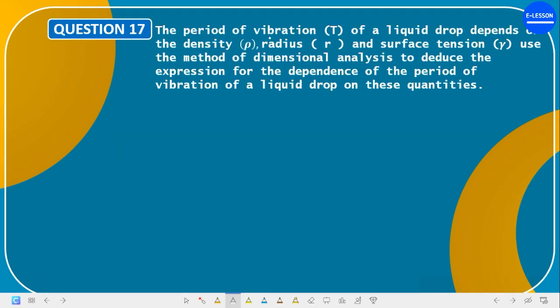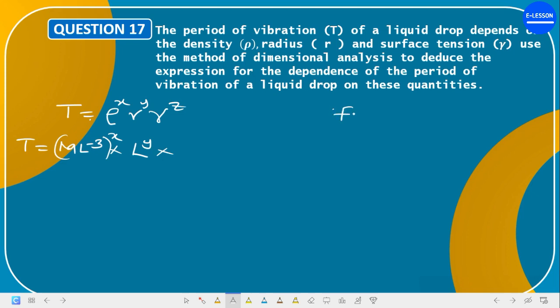The question says the period of vibration T of a liquid depends on the density, the radius, and the surface tension. So this will be x, y, and what? z. Now, what is the dimension for period? It is T. Dimension for density is ML minus 3, raised to the power of what? x. Dimension for radius is L raised to the power of y. And dimension for surface tension.